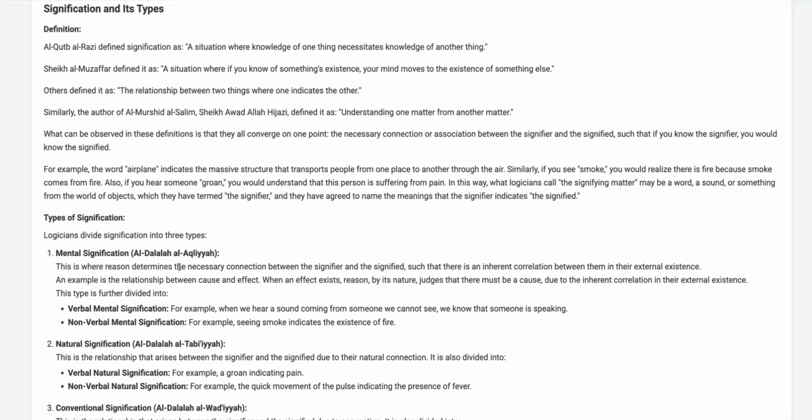So this is where reason determines the necessary nisbah, relationship between the signifier and the signified, such that there is an inherent correlation between them in their external existence, outside of your mind, meaning al-wujud. An example is the relationship between cause and effect. When an effect exists, reason, by its nature, judges that there must be a cause, due to the inherent correlation in their external existence. Where there's smoke, there's fire. If you take away oxygen, what happens to the fire? And so on. This type is further divided into verbal mental signification and non-verbal mental signification.